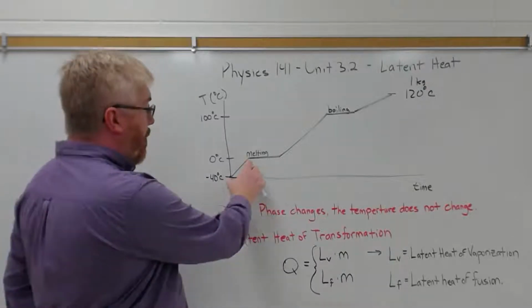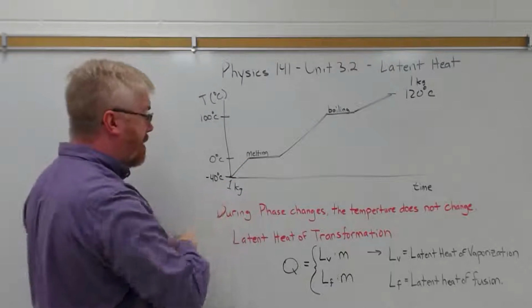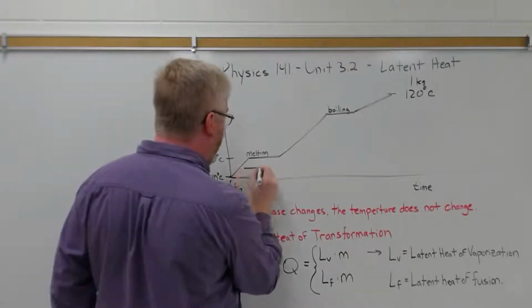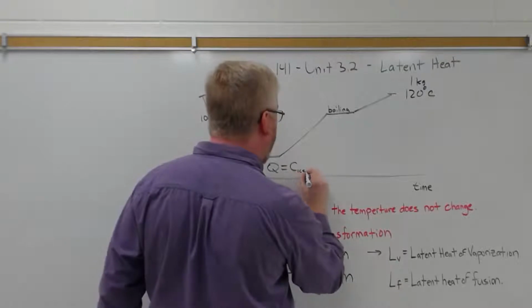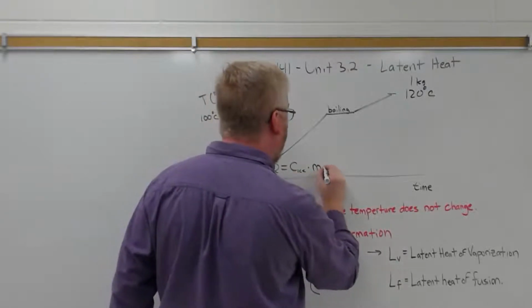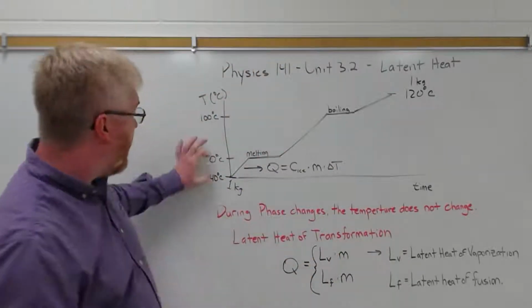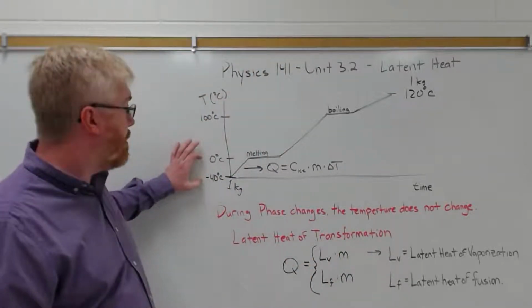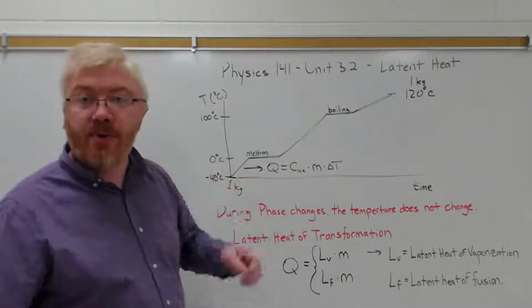Well, we can figure out the sloped parts easily enough. This is the specific heat here. The heat is the specific heat of ice, of water ice, times the mass of that water ice, times the change in temperature. The change in temperature here is 40 Celsius degrees. The mass is 1 kilogram. We would need to look up the specific heat of ice, which your book gives you.